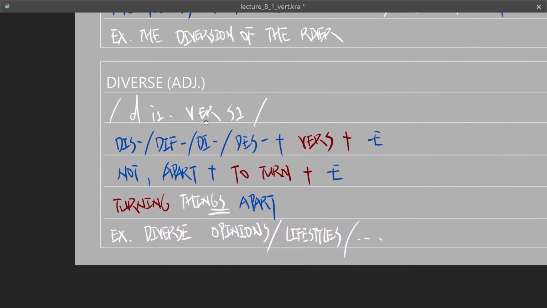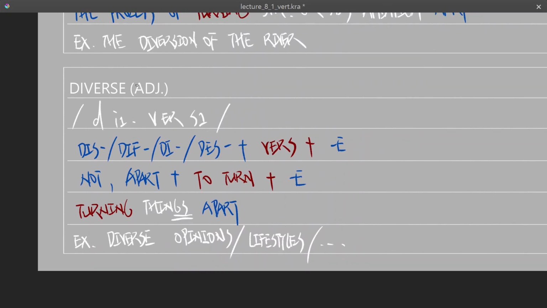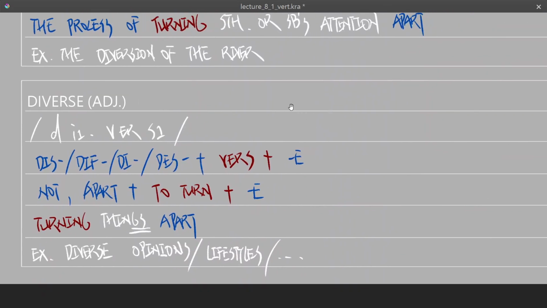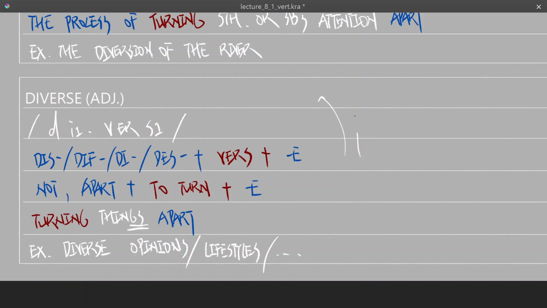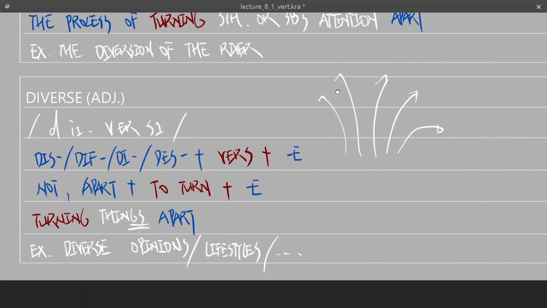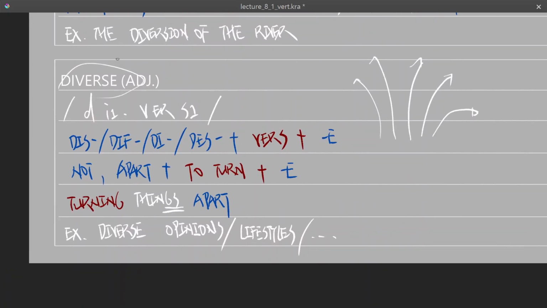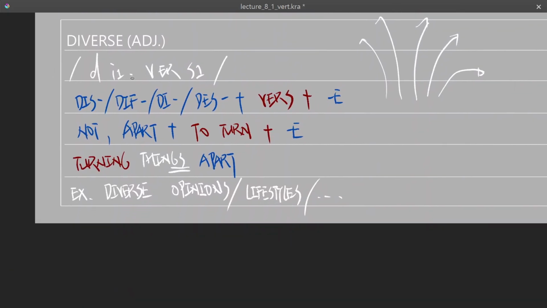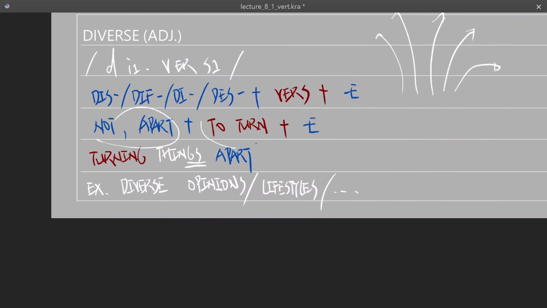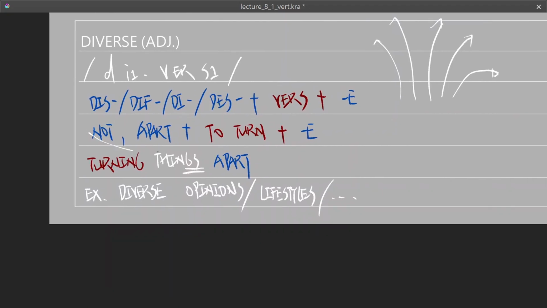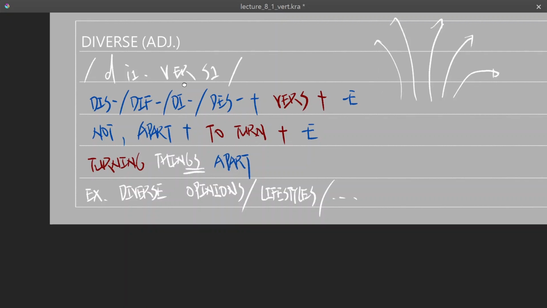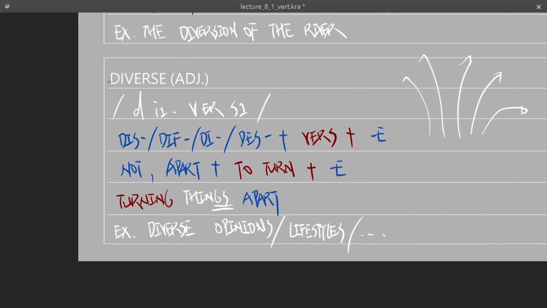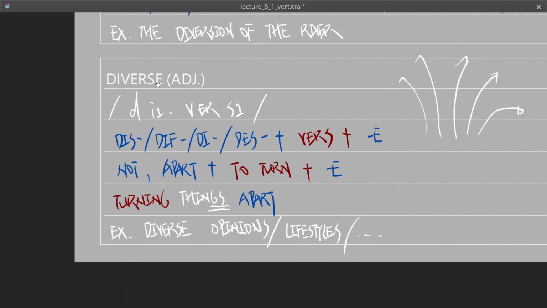Right. So what I mentioned, the word diverse would be turning things apart. So many things, turning things apart. That's a visual clue. And this etymology gives you some clues already. With etymology and other visual clues, we got many clues to help us retain the meaning of the word.